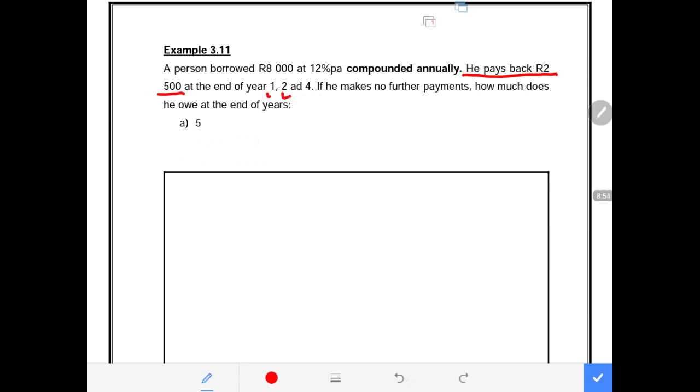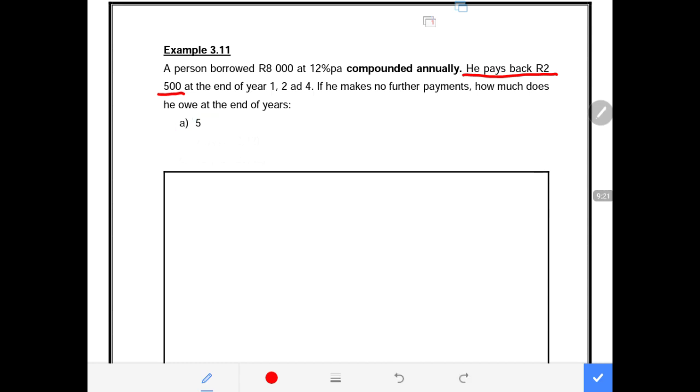So now he makes payments at different time intervals, meaning irregular time intervals. At least year 1 and year 2 was regular, but jumping to year 4 then became an irregular time interval. Then it says if he makes no further payments, how much does he owe at the end of year 5?